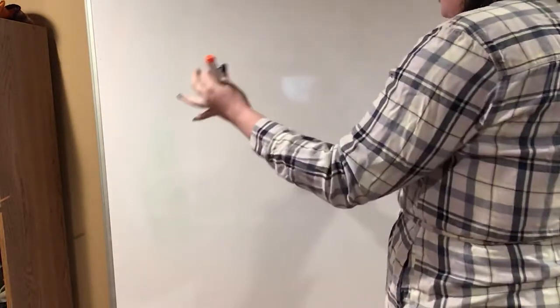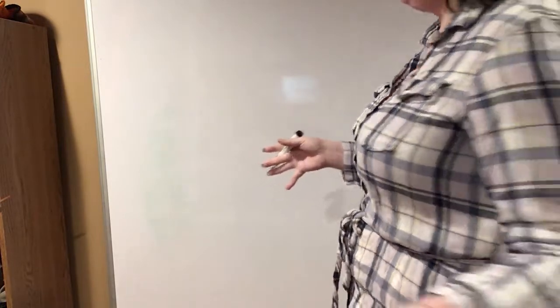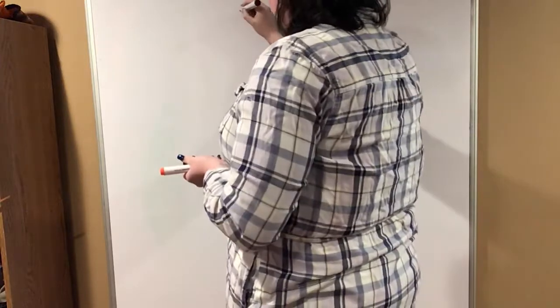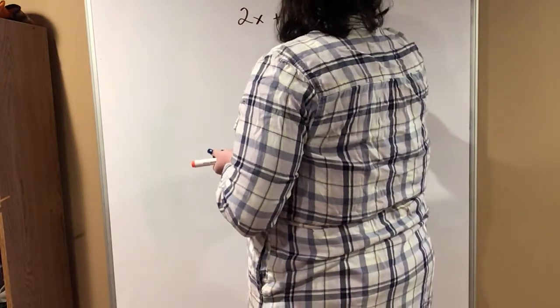They're going to give us an equation that's not in slope-intercept form. And that's fine. We don't even have to solve it in slope-intercept form. So let's say we were given 2x plus 5y equals 10.